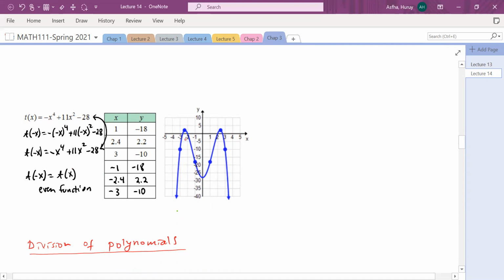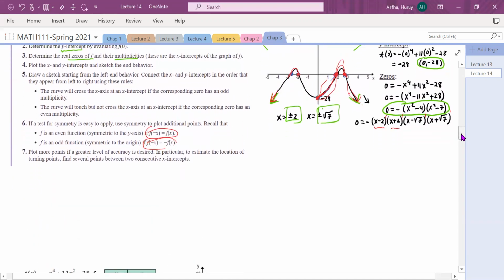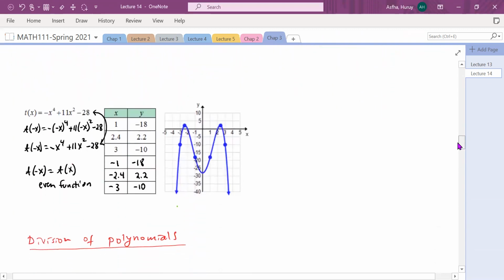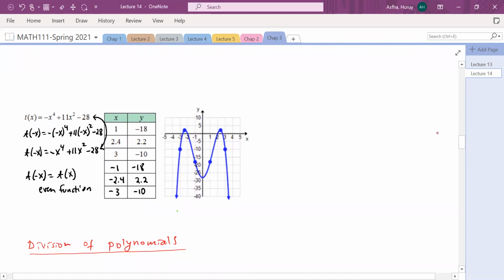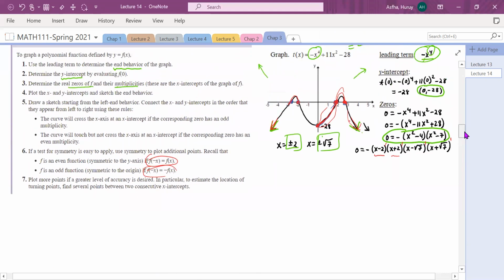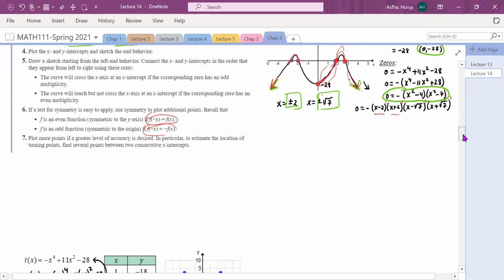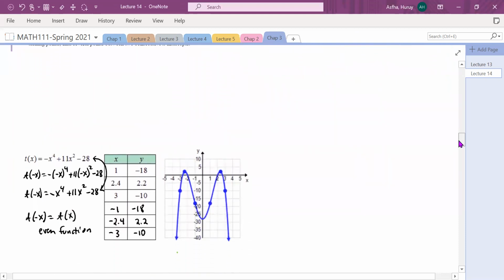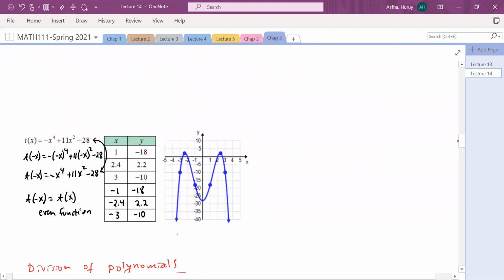As you can see, it looks more or less like our sketch, even though our sketches are not that smooth or that accurate. So this is the actual graph, and our sketch has similar directions. It follows a similar shape, but of course it's not that accurate. So as you can see, this is the correct graph.